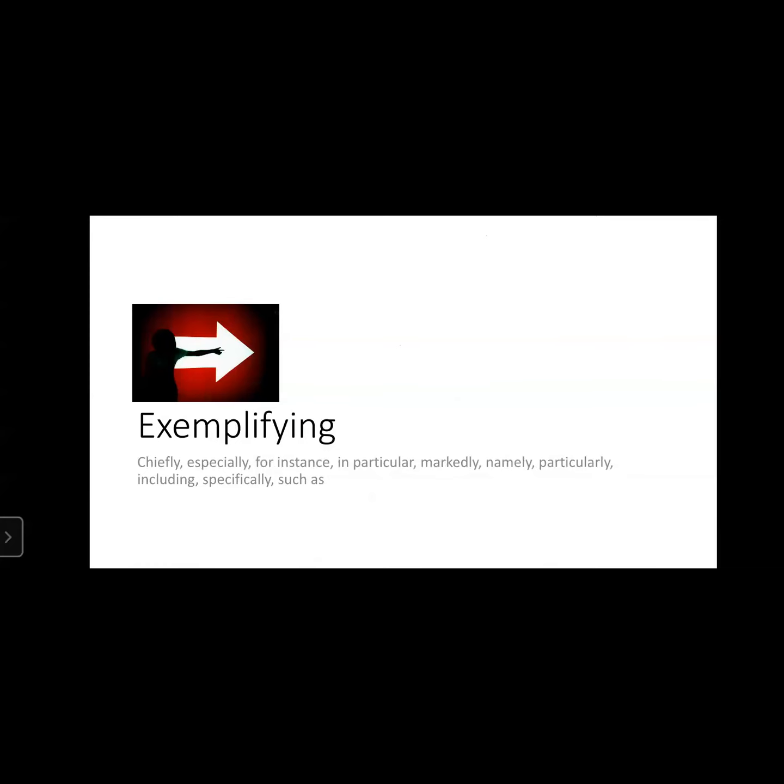All right. So when you are trying to exemplify, you can use the words chiefly, especially, for instance, when you're trying to give an example. You can say in particular, markedly, namely, particularly, including, specifically, such as. Of course, you use them maybe unconsciously, but become more conscious of them, realizing now that these words or phrases are transitional statements, and they indicate to the audience that you're trying to exemplify or highlight consequence or get them to see direction and so on.